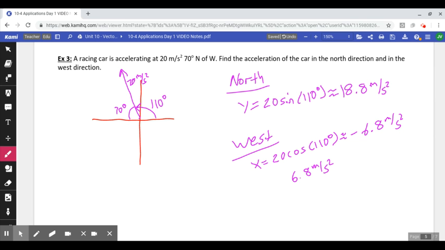So you could have used 70 degrees for that. I just want to make a point that when we have the negative sign here in front of the 6.8, that means go left in the x direction, which in this case indicates the west direction.